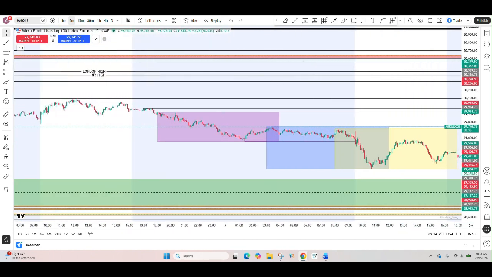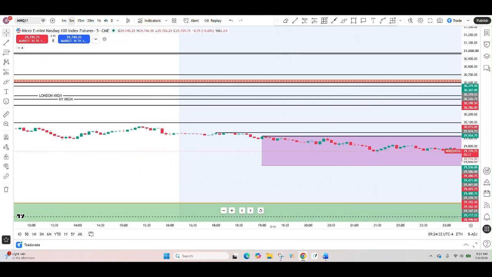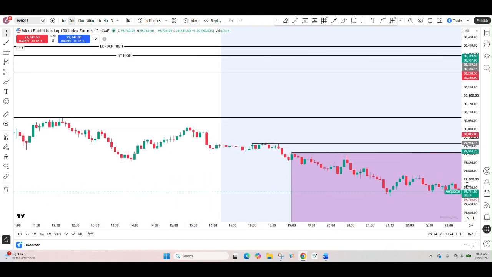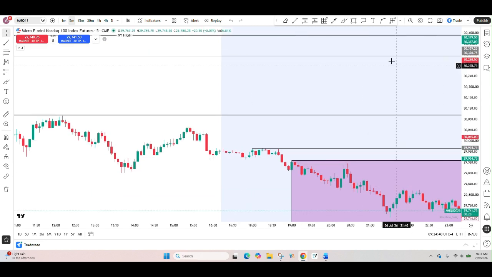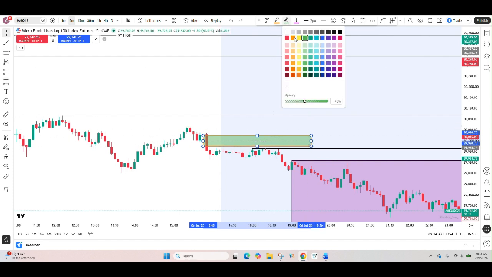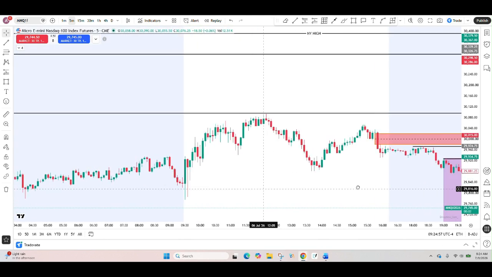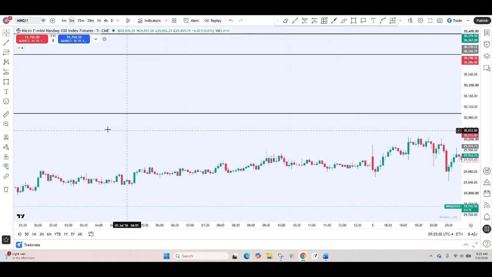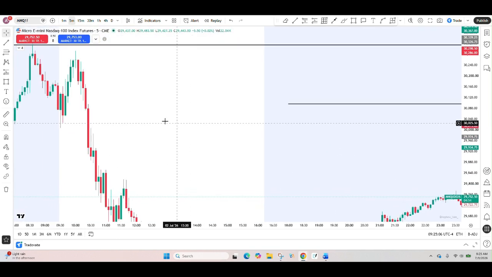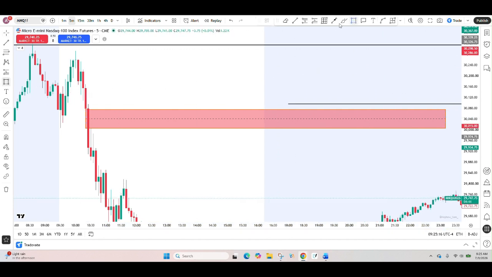Going back to see if there's any fair value gaps that were formed that we can set possible entries from. See one right there. This is a bearish, so I would change it to red. So one right there. One right here. This may have been inverse, but let's just draw it for now, and if it's been inverse, we'll delete it. Another one right there.